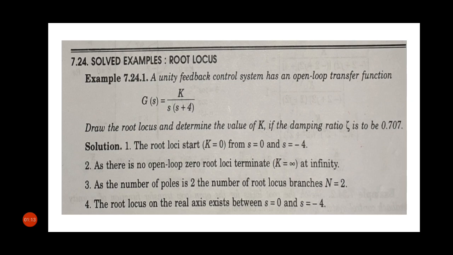Third is, as the number of poles is 2, the number of root locus branches N equals 2. Fourth is, the root locus on the real axis lies between 0 and -4. Now we identify these poles in the plot.